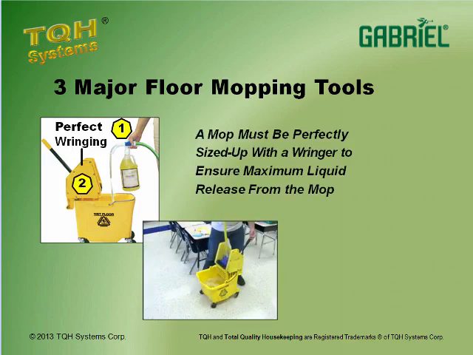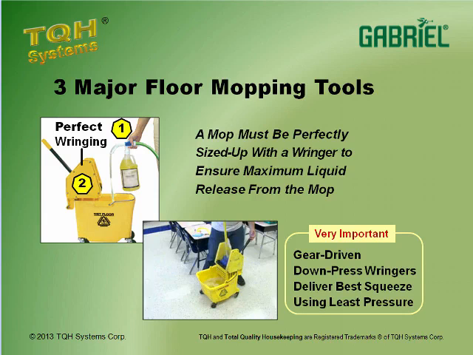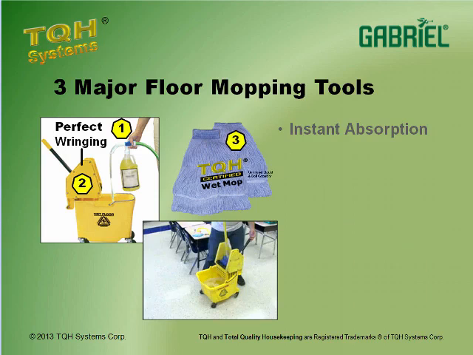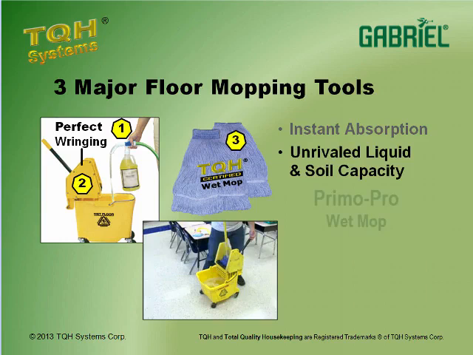The thing is, a mop must be perfectly sized up with a wringer to ensure maximum liquid release from the mop. You can't have a mop that's too small so the wringer can't do a good job wringing, or one that's too big and the wringer just can't quite get its arms around it. Gear-driven down press wringers deliver the best squeeze. You want a mop to have instant absorption, unrivaled liquid and soil capacity. This is so important. A mop is a very, very important tool when you're talking about mopping a floor.